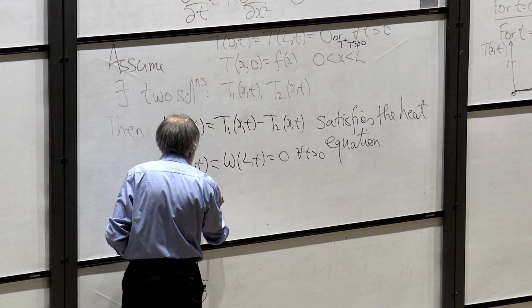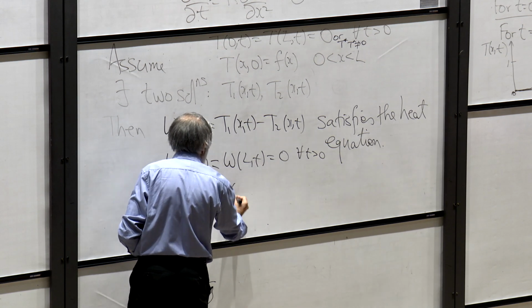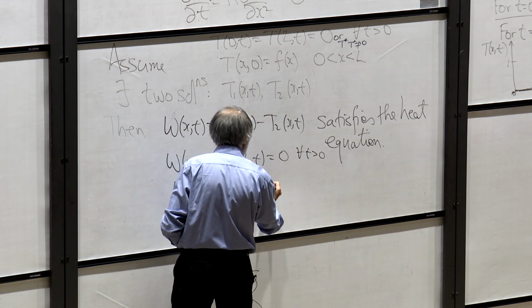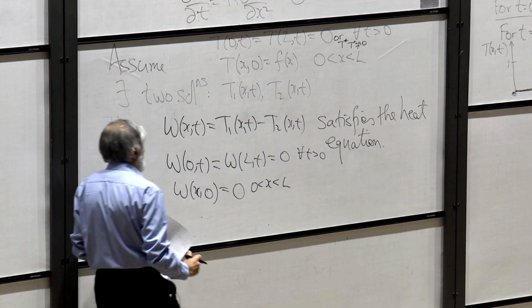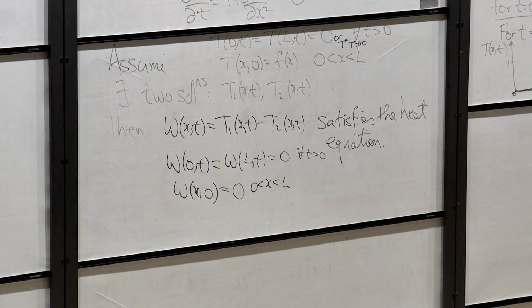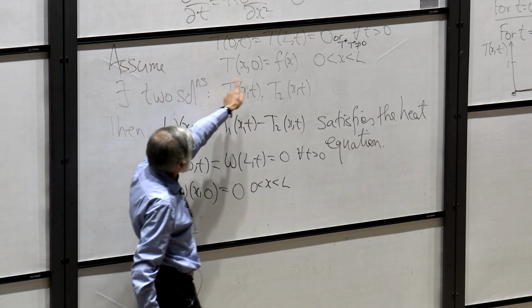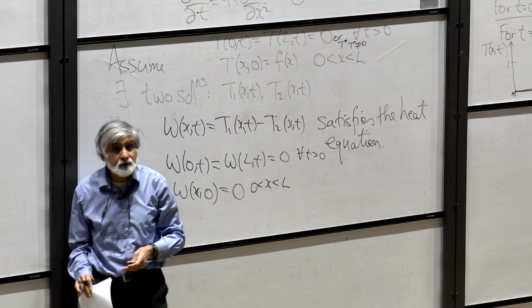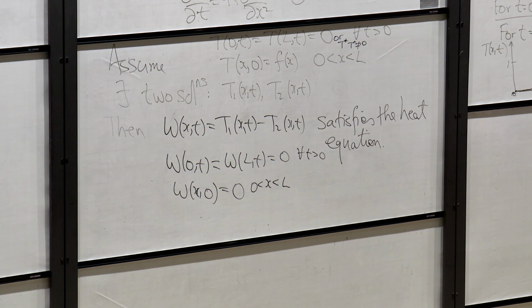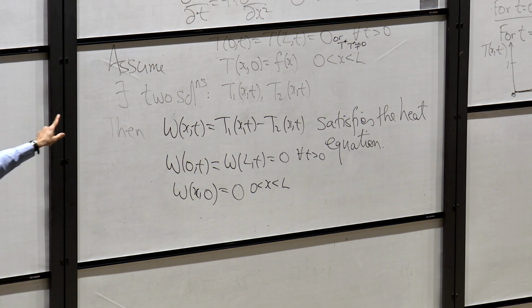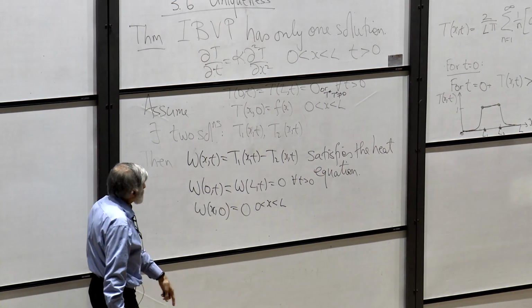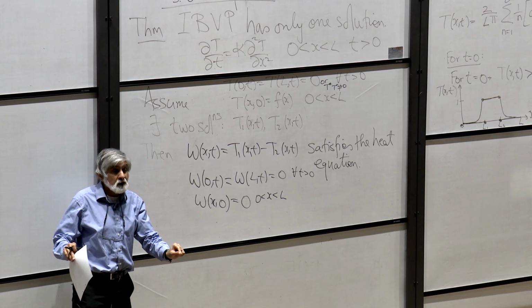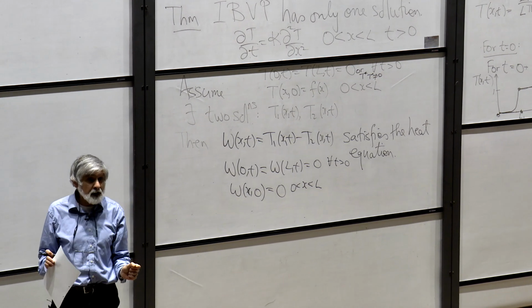W of x 0 will be 0 for x not in (0, L), and for x bigger than 0 and less than L, simply because T1 will be f, T2 will be f, so T1 minus T2 will be 0. Okay? So what we have is the diffusion equation, and we start off with no w on the boundary.